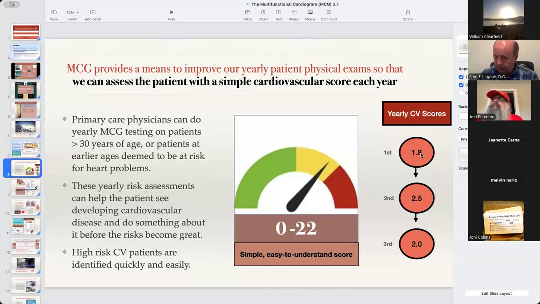Well, if you went from 1.8 to 2.5, clearly what you're doing is not working. So then you tighten up a little bit. The patient tries a little harder, and lo and behold, they come back the next year, they're 2.0. This is going to give you, the physician and the patient, a chance to better evaluate how they're doing and catch problems before they get severe.